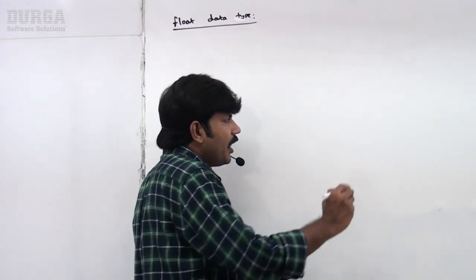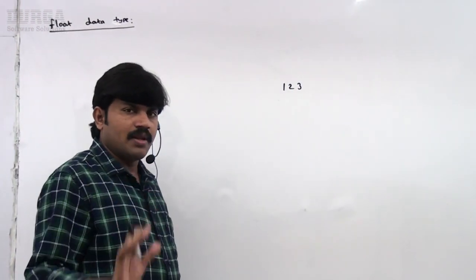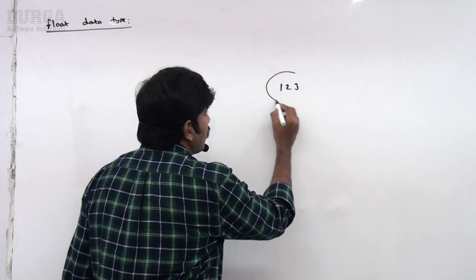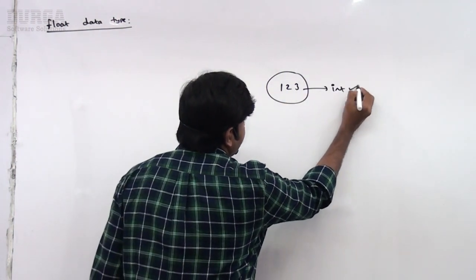Sir, now I have a number, 123. It is a whole number, 123, without a decimal point. Happily, you can represent this by using the integer data type.